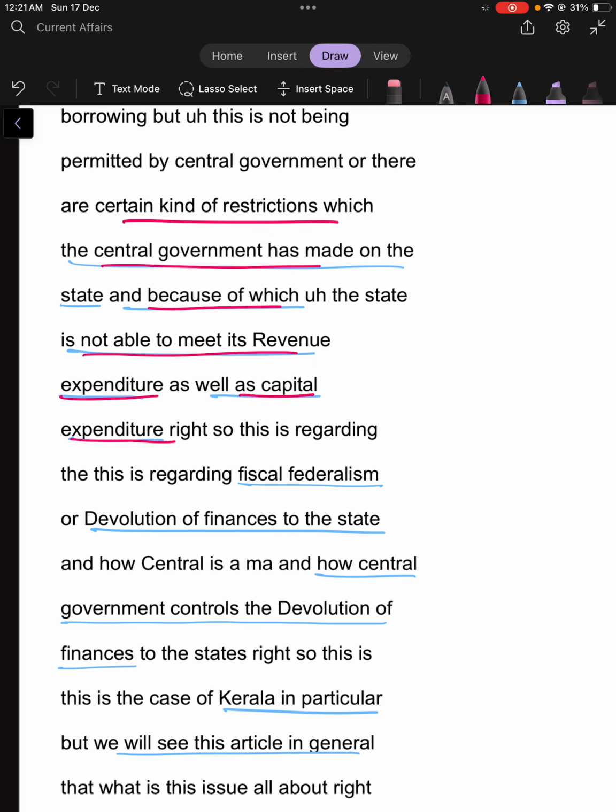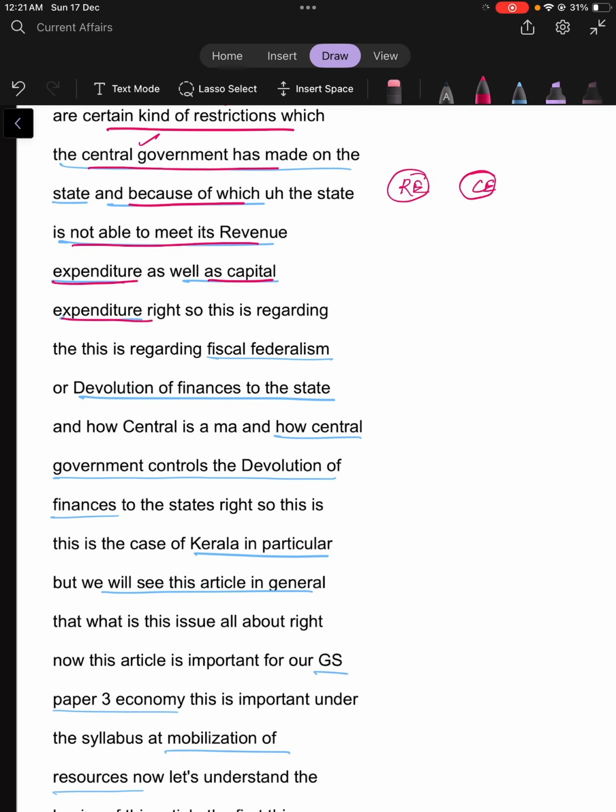So there are two kinds of expenditure, revenue expenditure and capital expenditure. Because the central government has made some kind of restriction, the state is not able to meet its revenue expenditure as well as capital expenditure. So what is fiscal federalism? It is from GS Paper 2. Fiscal federalism is the devolution of finances to the state. That is how the center controls the devolution of finances.